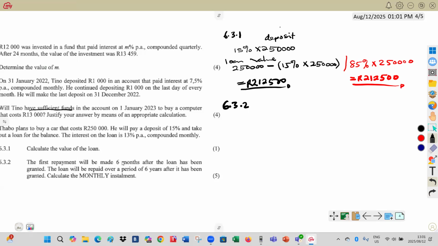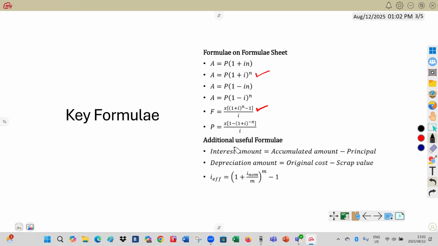They said the first payment will be made 6 months after the loan has been granted. The loan will be repaid after a period of 6 years after it has been granted. Calculate the monthly installment. So here, because we want to calculate a monthly installment of a loan that is already given, we use the formula for present value. This is the formula that we have to be using.